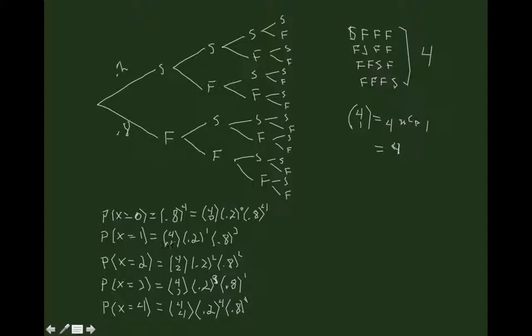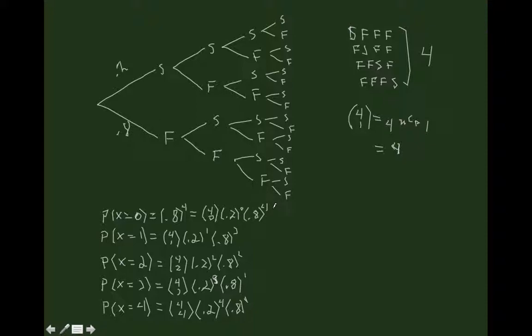4 choose 0, 4 choose 1, 4 choose 2, etc. x is 0, 1, 2, 3, 4. The exponent on the 0.2 is the number of successes. The exponent on the 0.8 is the number of failures, okay, in each case.